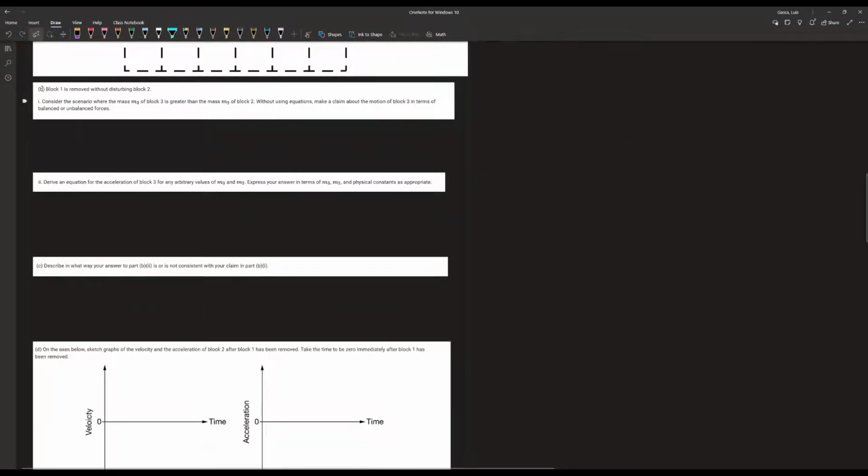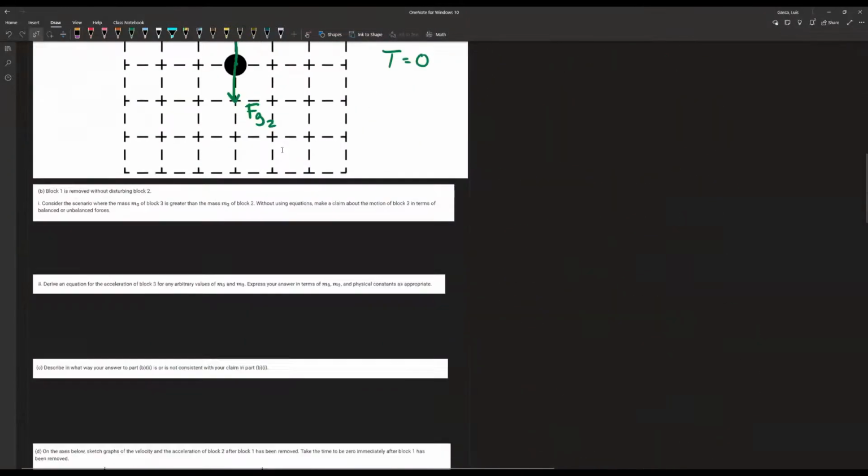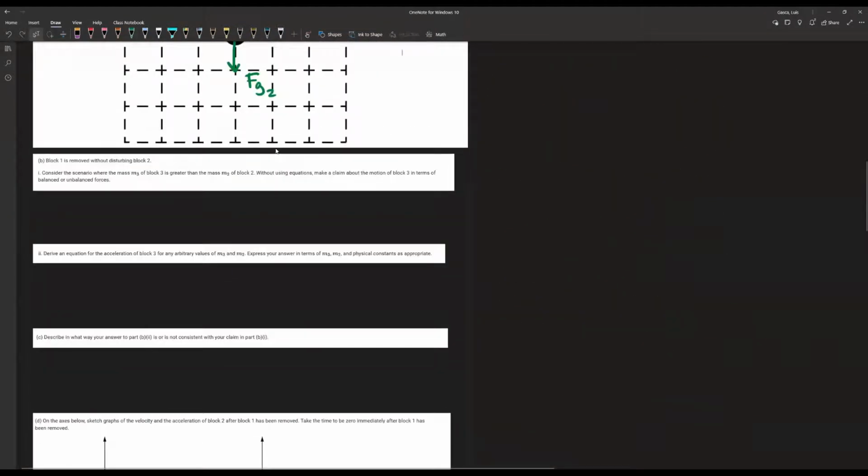Okay. So they tell us in part B, block 1 is removed without disturbing block 2. Consider the scenario where the mass M3 of block 3 is greater than the mass M2 of block 2. Without using equations, make a claim about the motion in terms of balanced or unbalanced forces. So in the chat, go ahead and let me know if we remove block 1 here, is block 3 going to move? Yes or no? And then are the forces balanced? Yes or no? So in the chat, go ahead and let me know.